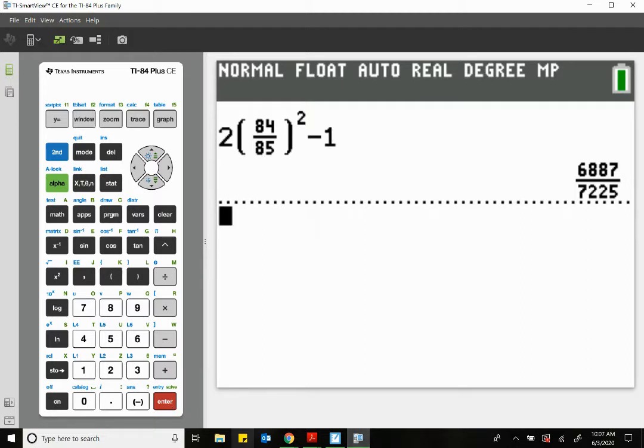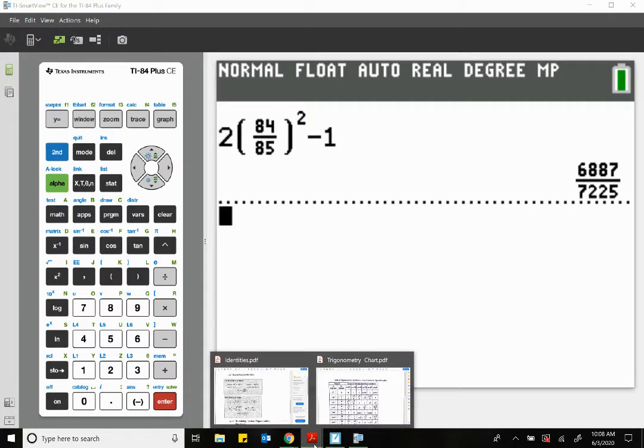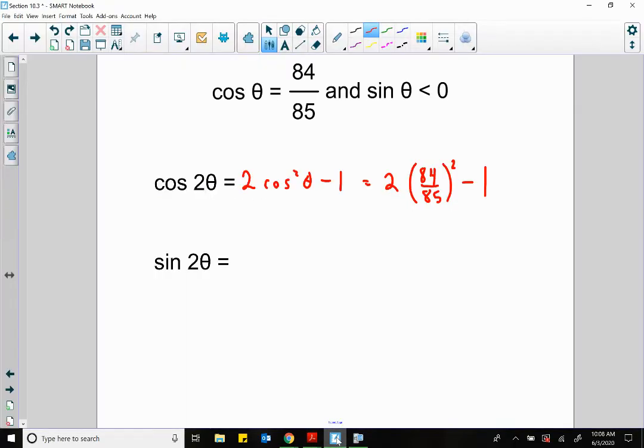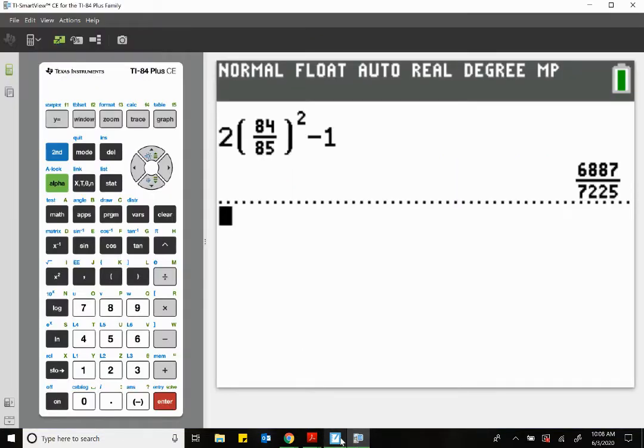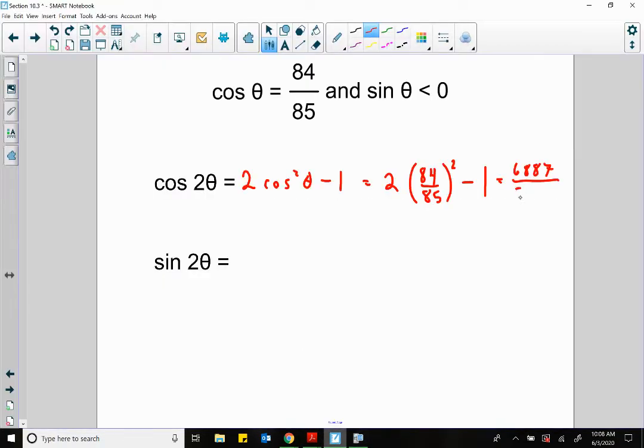So this is equal to 6,887 all over 7,225. See, a lot of plug and chug in this.